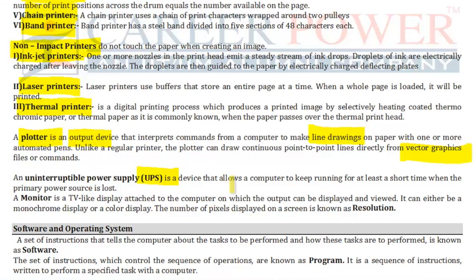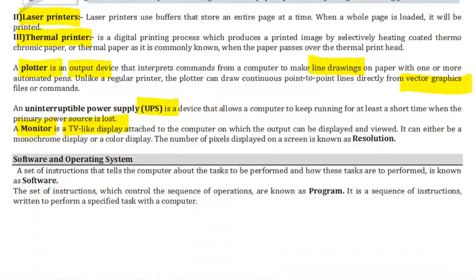See, UPS is a device that allows your computer to keep running when the power connection is lost for a short period of time. Then we have a very important output device, that is the monitor, which is a TV-like display attached to your computer through which you see the output. So these were all the output and input devices along with the computer hardware. Now let us see computer software and operating system.